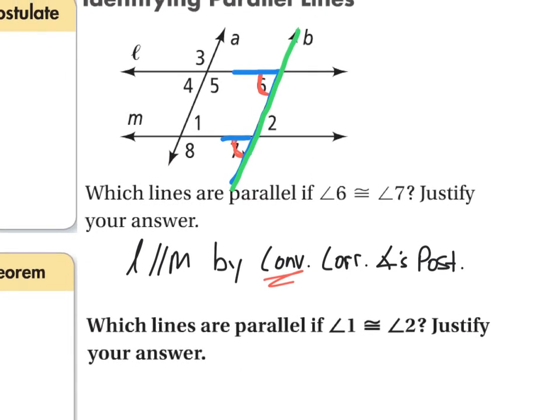Next part. Which lines are parallel if angle 1 is congruent to angle 2? All right, so now, looking up here, we have angle 1 congruent to angle 2. And again, it looks like they're corresponding angles. I can again draw that F shape right there. And so now this is the transversal, making A and B the parallel lines.